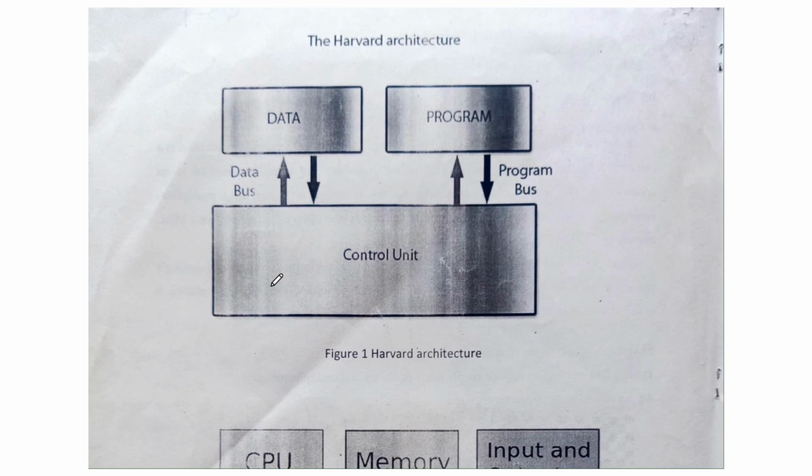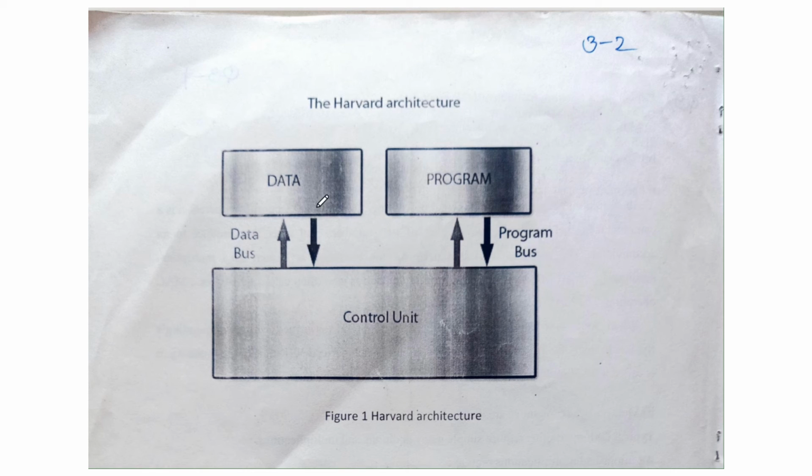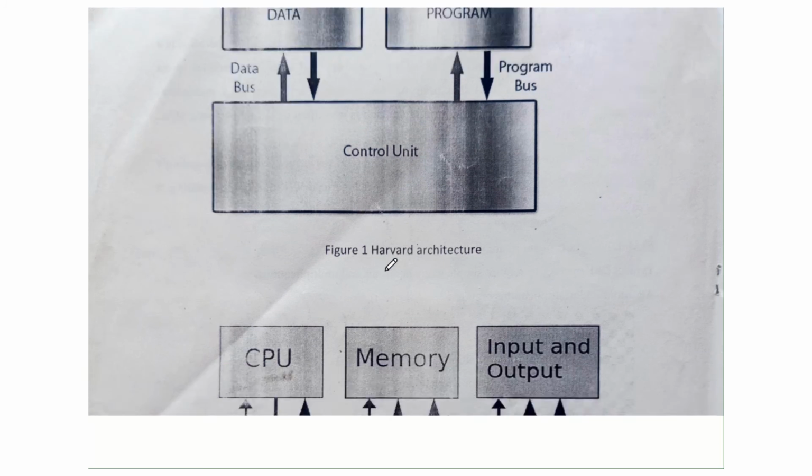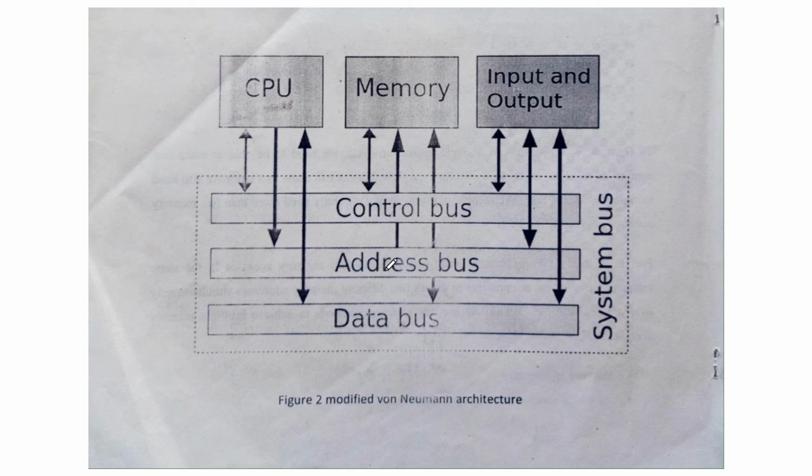So this is the Harvard architecture, where data and program memories are different, and this is the control unit, that is the CPU. And then next is the modified von Neumann architecture, where memory is the same for data and instructions, with CPU, input output, data bus, address bus, control bus. And what is a bus? These are a bunch of wires, or a set of wires, where the digital signal flows from input output to input. Data bus is bidirectional, address bus is unidirectional, control bus is bidirectional.